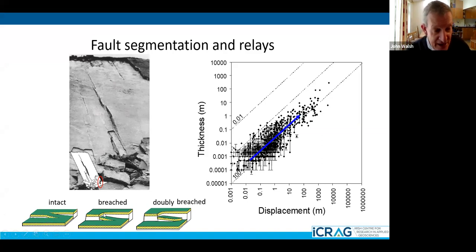You increase displacement, it breaches. It's a breach relay. You see here, this relay ramp here is rotating. And do you see this cracks going across it? It's a relay about to go. It's about to fracture, break. If you take it further, it can become doubly breached as displacement increases.